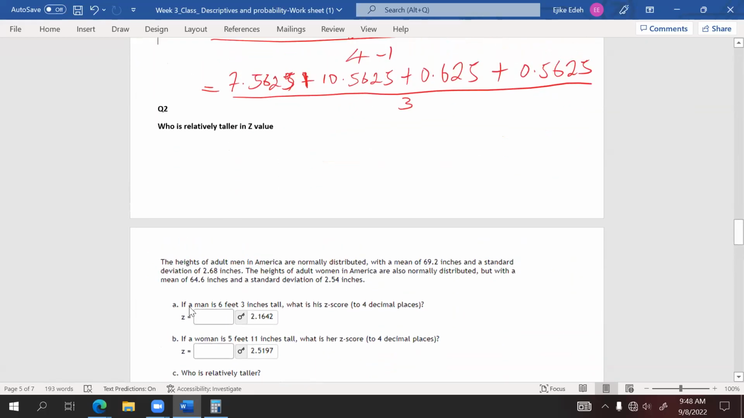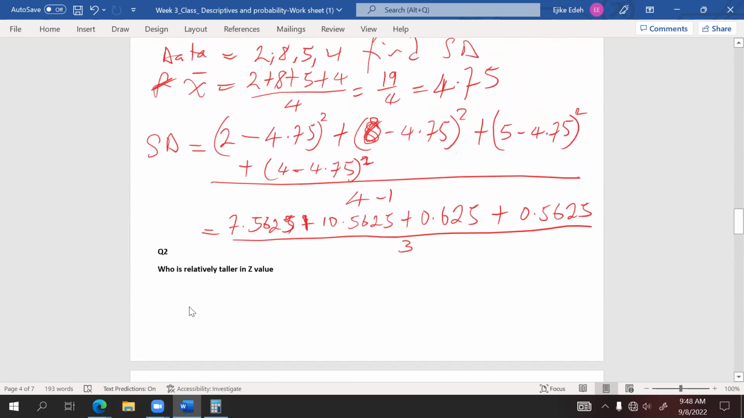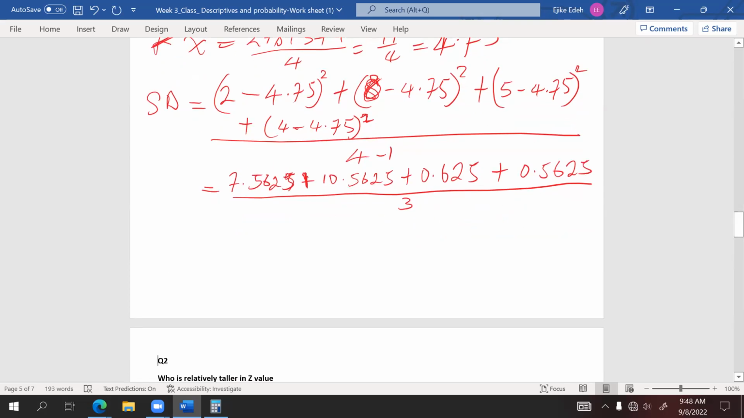So if we have all this, you divide the sum by 3, right? Let's see if we get two answers from two different persons that match, then we'll take that. 7.5625 plus 10.5625 plus 0.0625 plus 0.5625. If you got an answer, let us know, please. I got 6.4375. Thank you. Do we have anybody confirming this?